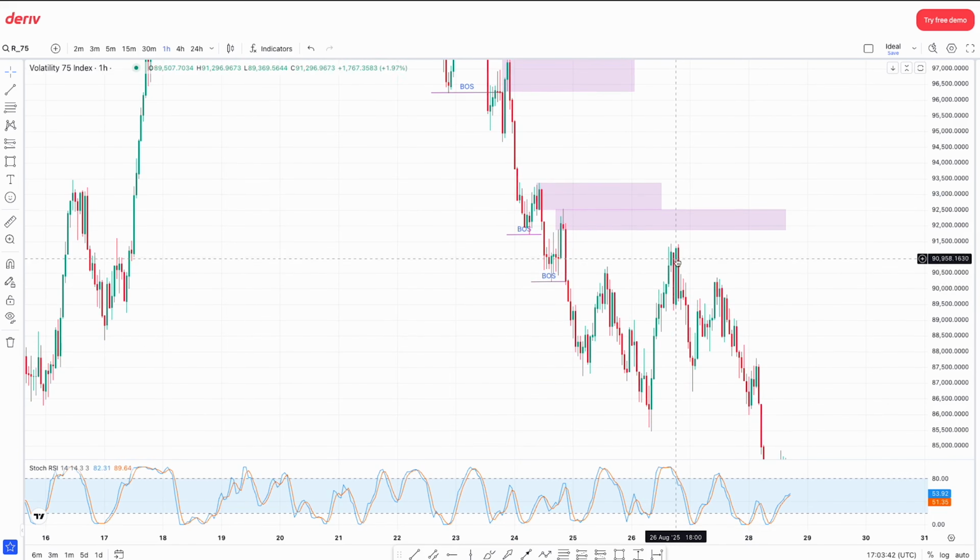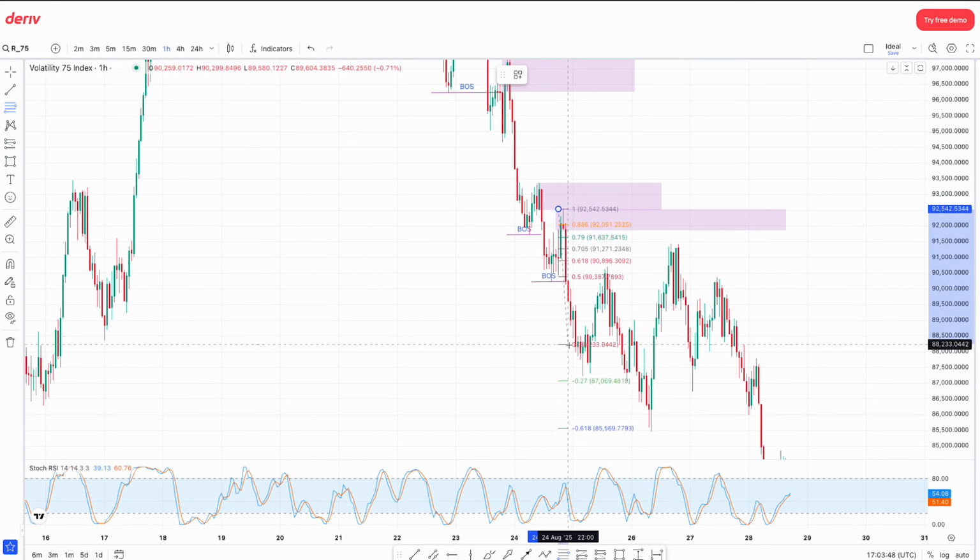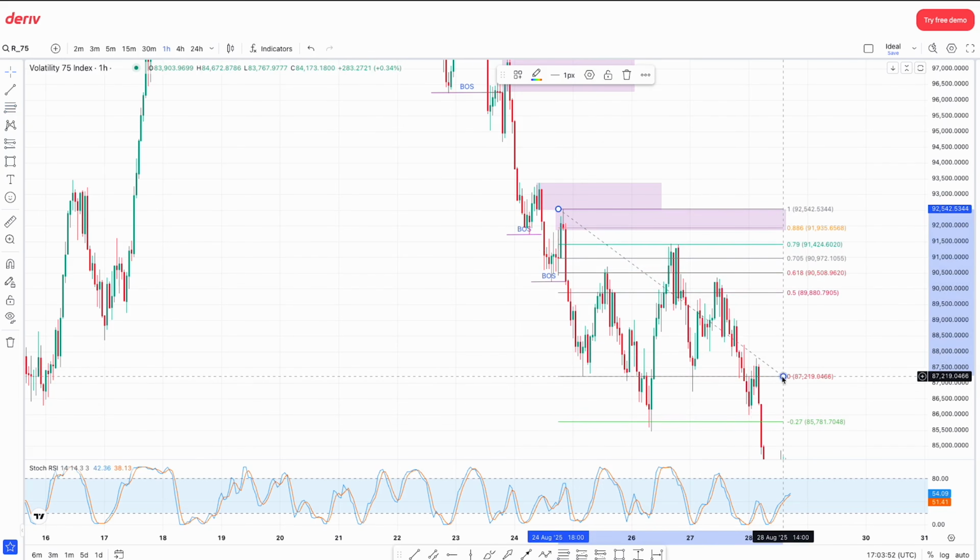Let's look at this one that I said I would have taken. If I do the same thing, I take it from here all the way to this particular low, the market came to 618. Even though it gave us a stochastic RSI signal, I'm not going to take it because I'm interested in 705. It didn't come to 705.